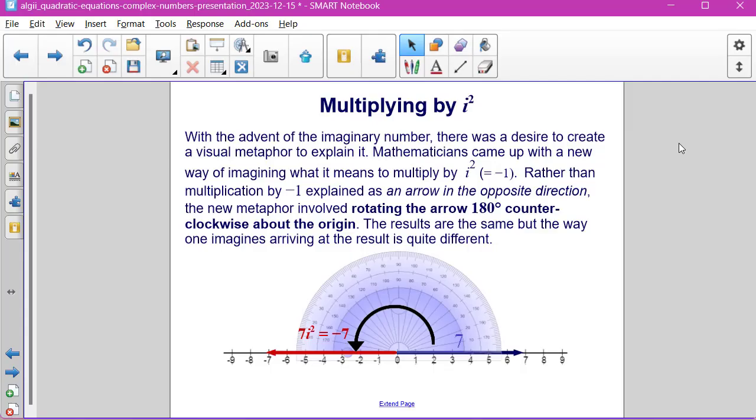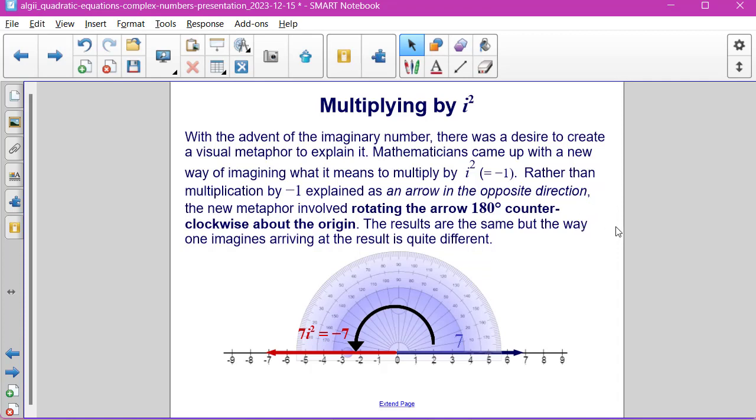With the advent of imaginary numbers, there was a desire to create a visual metaphor to explain it, and mathematicians came up with a new way of imagining what it means to multiply by i squared, or -1. Rather than multiplying by -1, as explained as an arrow in the opposite direction, the new metaphor involved rotating the arrow 180 degrees counterclockwise about the origin.